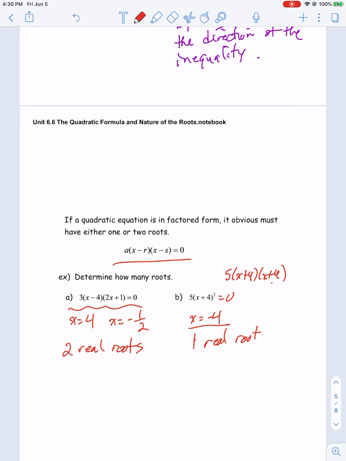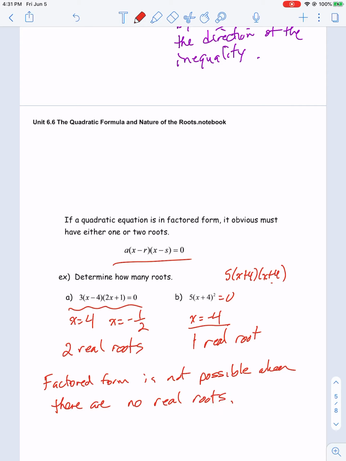And I've alluded to this several times before. If there are no x-intercepts, then there is no factored form. So factored form is not possible when there are no real roots. So you'd never have a question in factored form where there are no real roots. There's got to be 1 or there's got to be 2. That's the only choice that you have. Okay? All right, so that's it for factored form and nature of the roots.